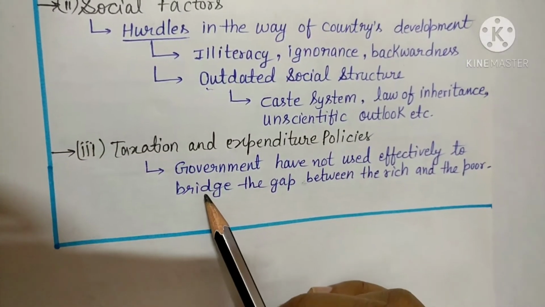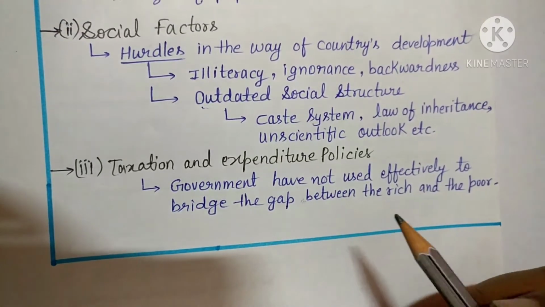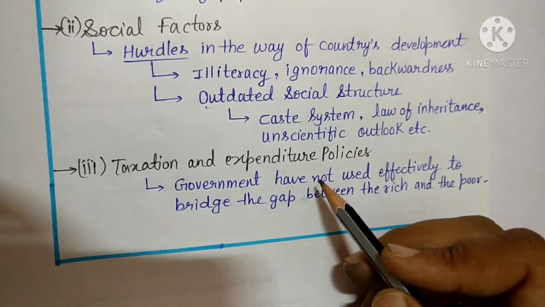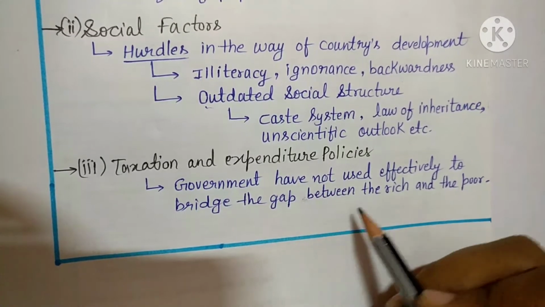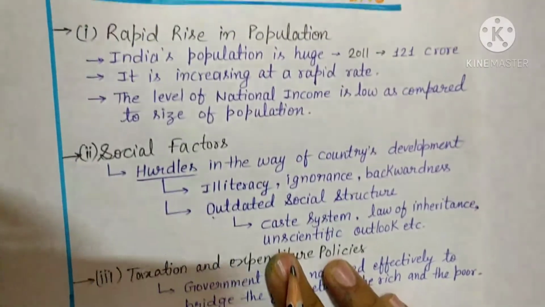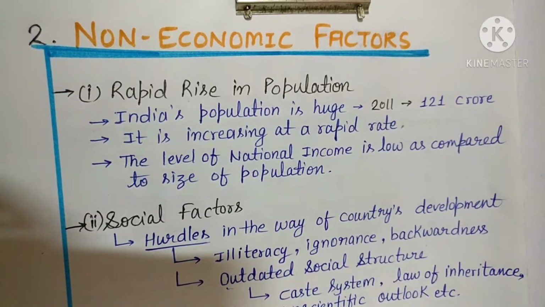Then comes taxation and expenditure policies. The government has not effectively utilized taxation and expenditure policies to bridge the gap between the rich and poor. The rich become richer and the poor become poorer. So these are all the economic and non-economic factors which lead to poverty in India.